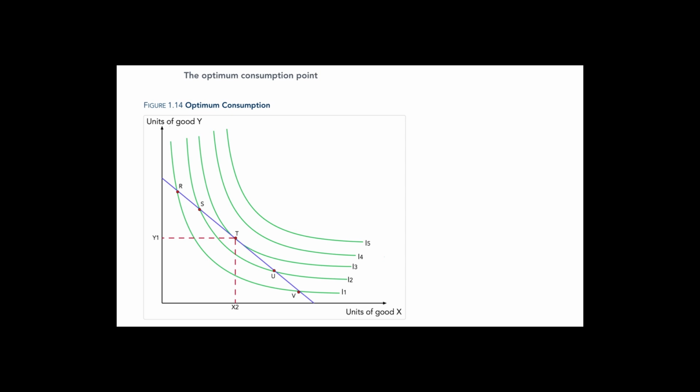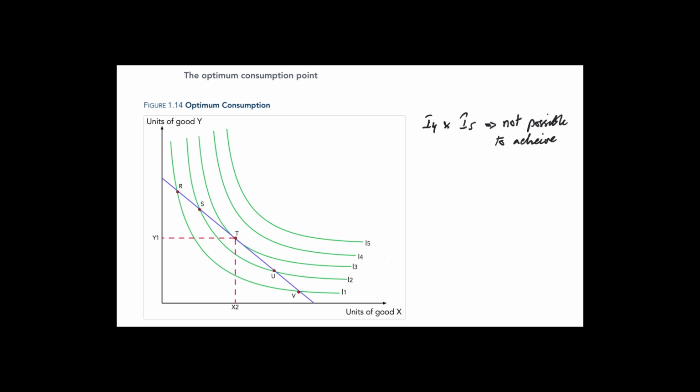The optimum consumption point, which is it? You have R, S, T, U, V. So the optimum level is T. The reason why it's an optimum level is because the budget line here is tangent to the highest indifference curve possible. What we know is I4 and I5, that is indifference curve 4 and indifference curve 5, are not possible. Okay? I'll write not possible to achieve.